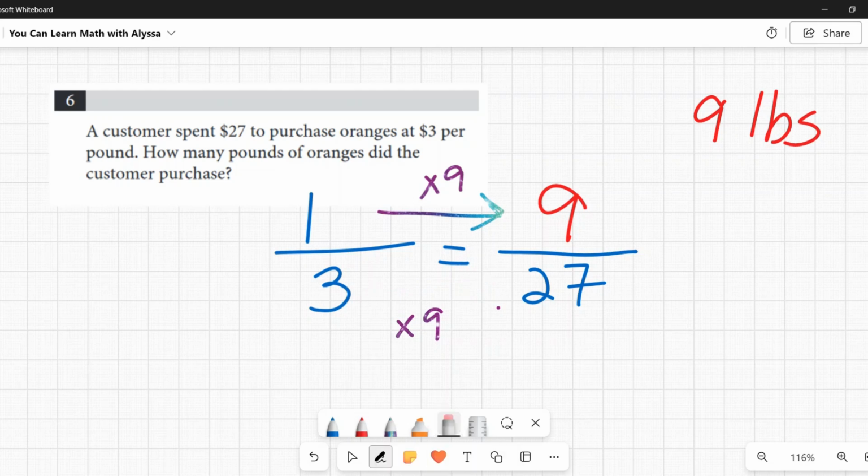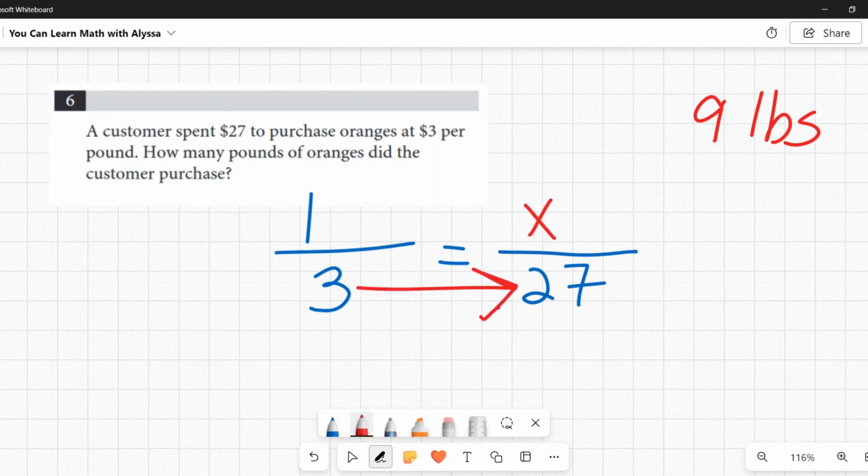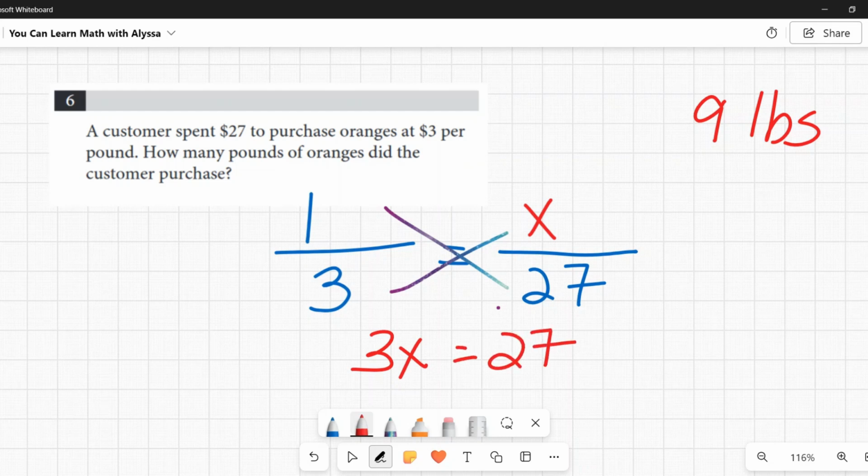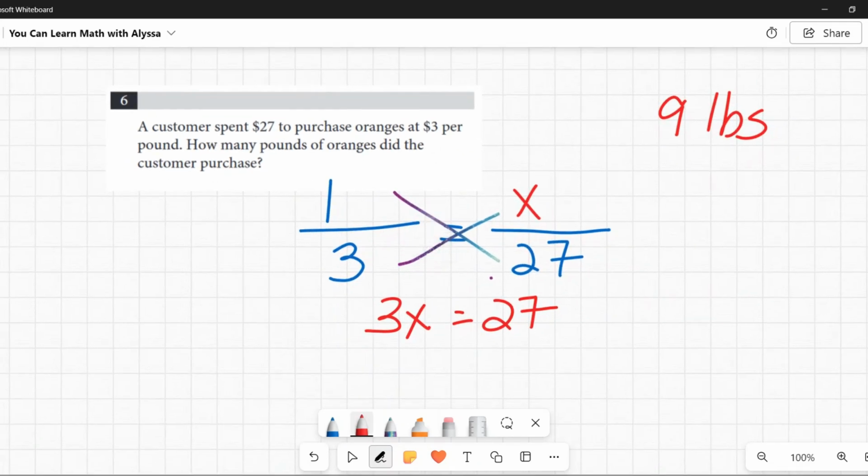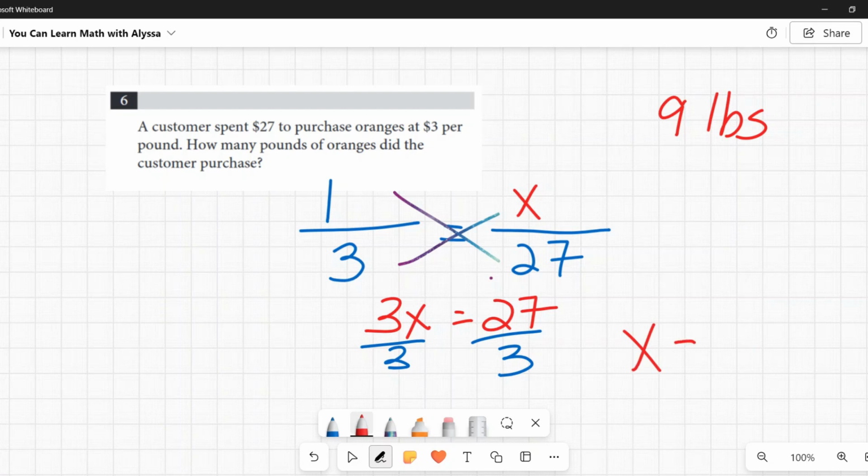Another way you can solve these kinds of problems, especially if they don't have a straight 3 times 9, like in this case where it's sort of up-converting, is you can always cross multiply. That works also. So 3 times x would be 3x, and 1 times 27 is 27. Since 3 times x is 27, we need to do the opposite of that. Instead of multiplying by 3, we divide both sides by 3 to undo that multiplication. So on the left, I have just x now, and 27 divided by 3 is 9 pounds.